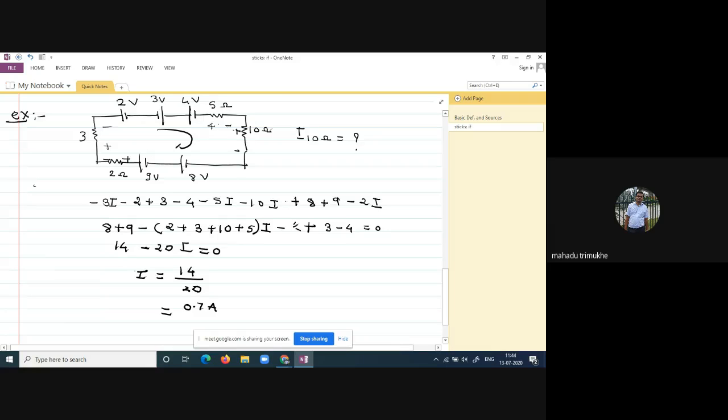Whatever current is flowing through this electrical network, the same current is flowing through this resistor. We have to find out the current flowing in that loop, and the same current is flowing through. Clear? This is one of the simple examples based on KVL.